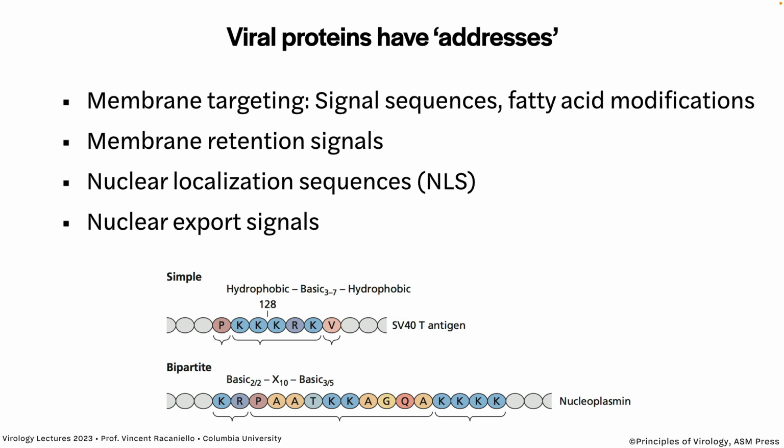And it's really a very simple series of amino acids, as you can see there. Hydrophobic, 3 to 7 basic amino acids and another hydrophobic. And you can take that and put it in any protein and it will go in the nucleus. It's recognized by the import machinery. And the bottom is just a longer form.